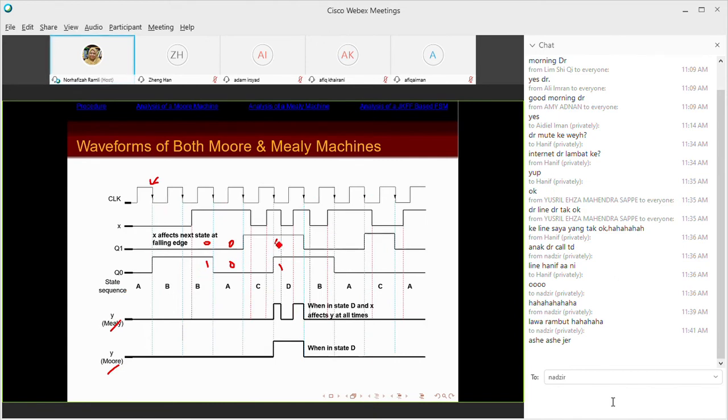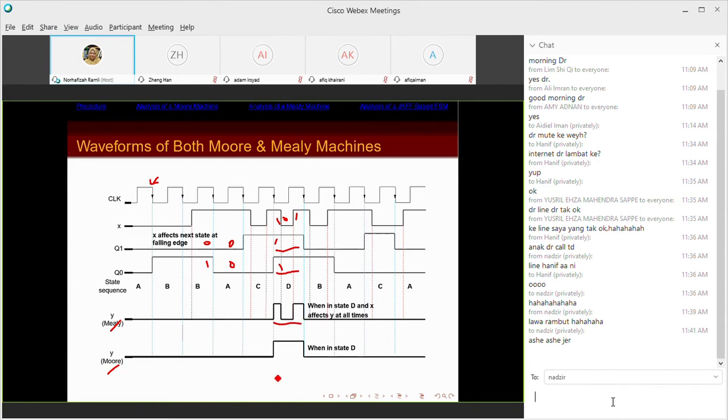And then this is state 1-1. So for Mealy, as long as you are in state 1, you follow the input. If the input is 1, the output is 1. If the input is 0, the output is 0. And then going back to 1, it is 1. So all the variation at the output, 1, 0, 1, for as long as you are in the same state, it will be detected.